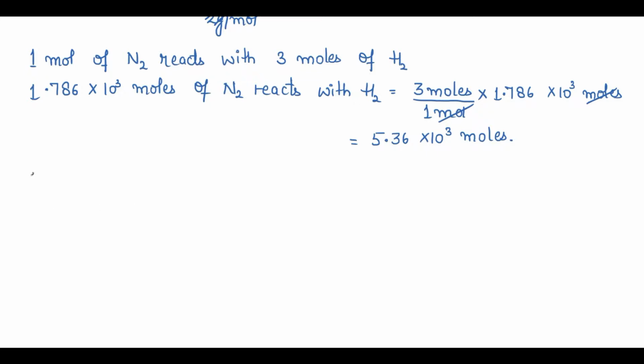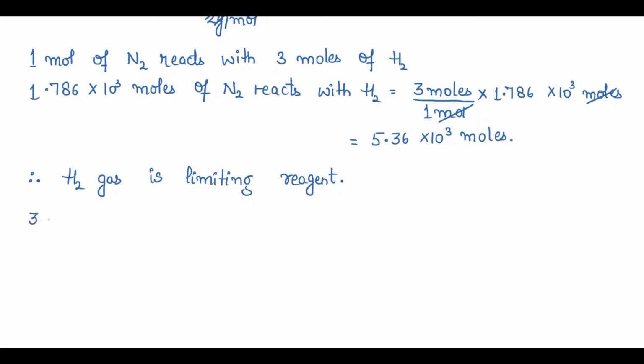That means hydrogen gas is the limiting reagent because the number of moles of hydrogen is less than the required number of moles for the reaction. Okay, so the next step is we have to find the mass of ammonia formed, right? So first of all, now I'll see the production of ammonia with respect to the number of moles of hydrogen.